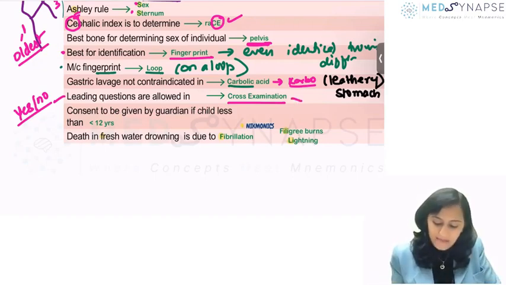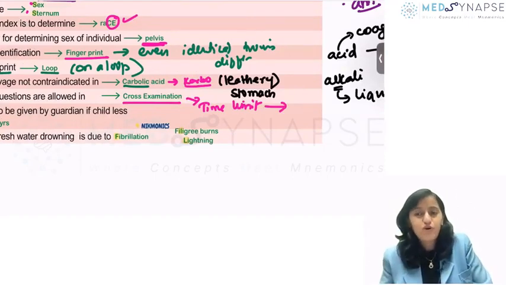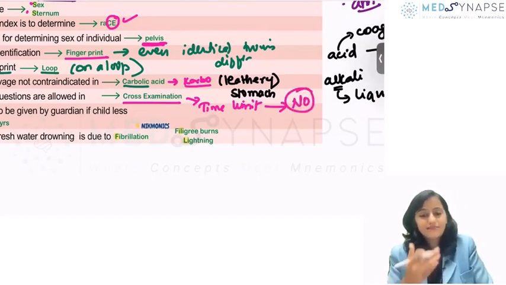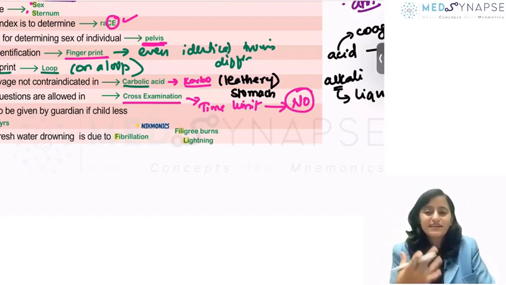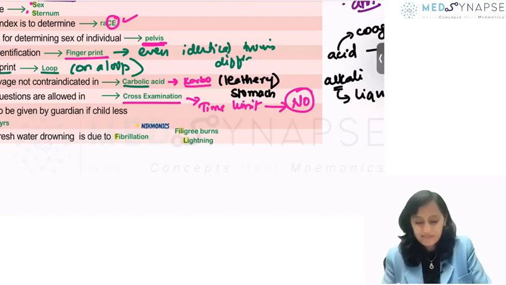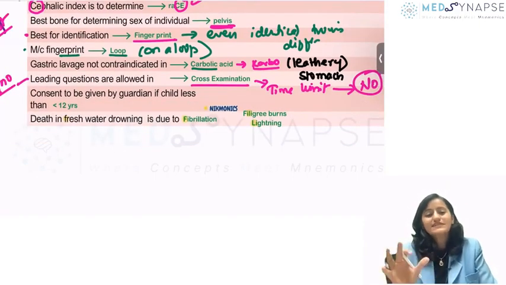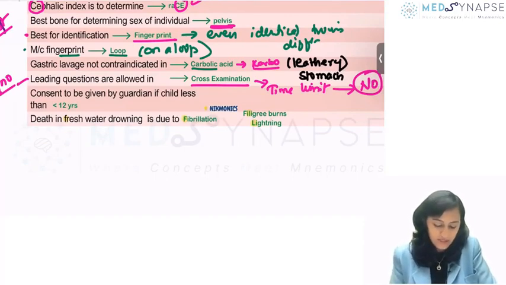And what is the time limit for cross-examination? How much time can these leading questions go on? There is no limit. We only have a limit for our studying focus and concentration. In cross-examination there is no study limit, no time limit. There's no time limit for cross-examination. So leading questions are allowed in cross-examination.